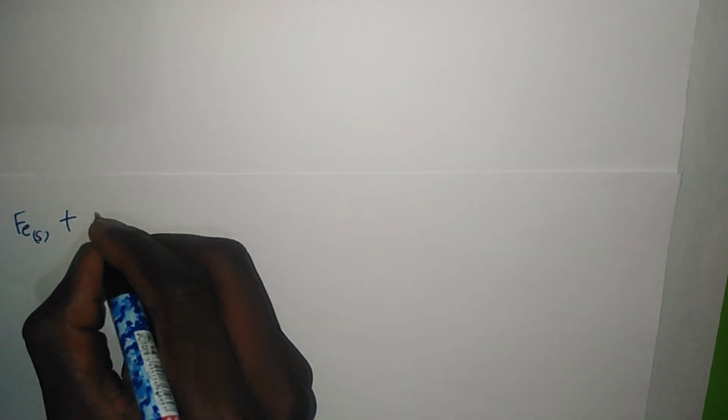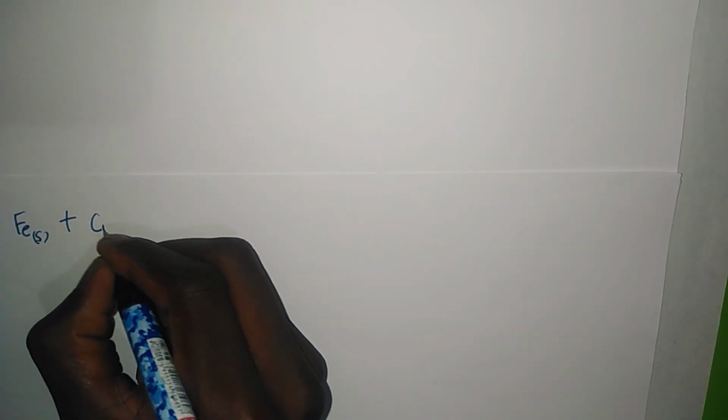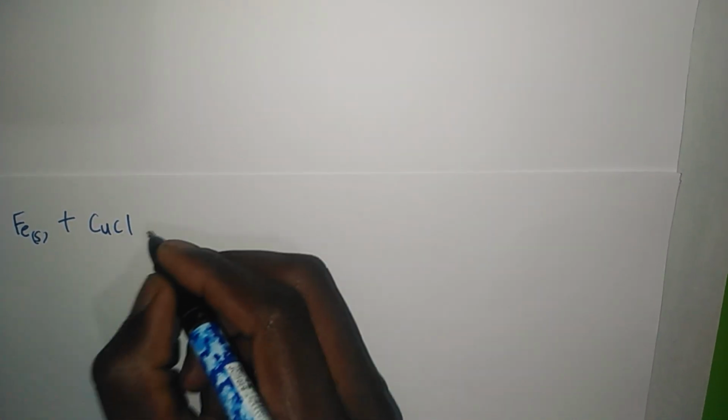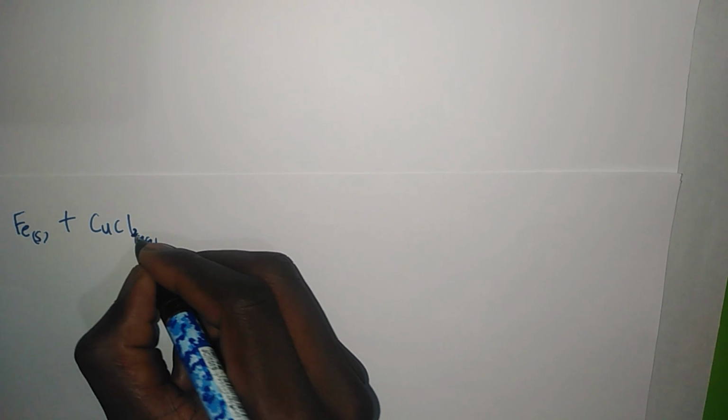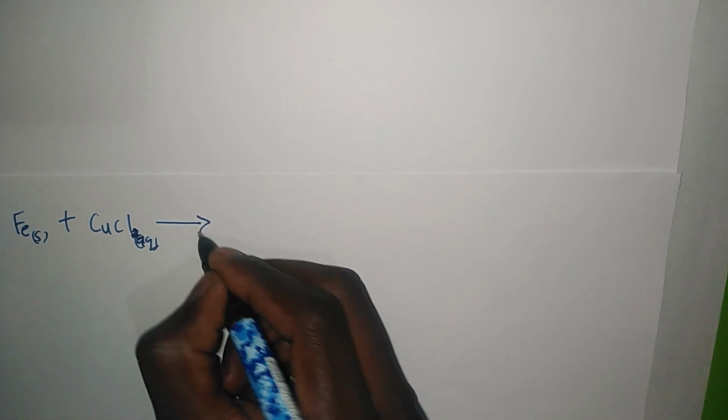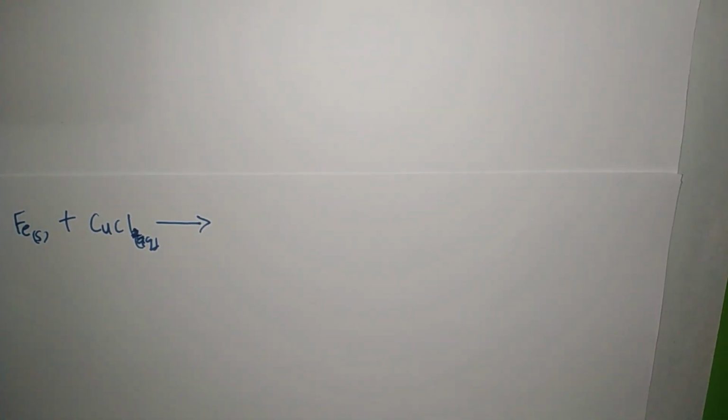Let's look at some single replacement reactions. Let's say we have iron solid reacting with copper chloride. This is in aqueous form, and there are two here, and this is aqueous. Now, how can we predict the product of this reaction?